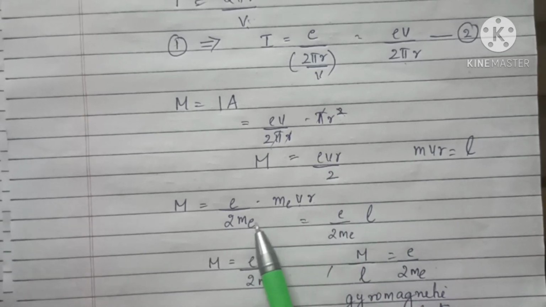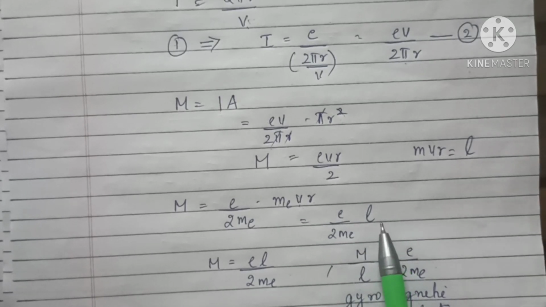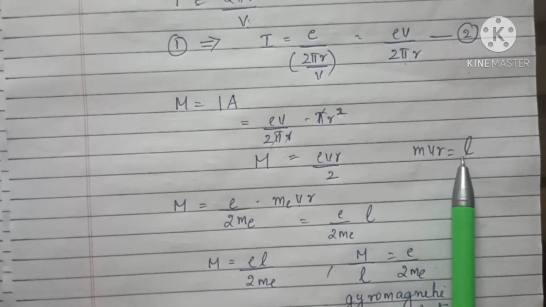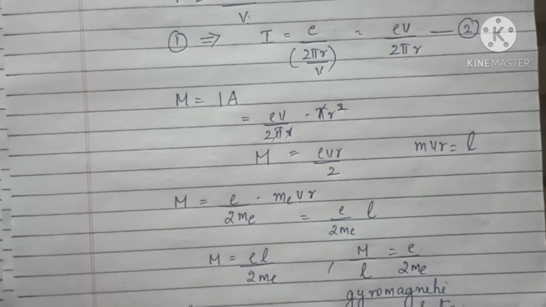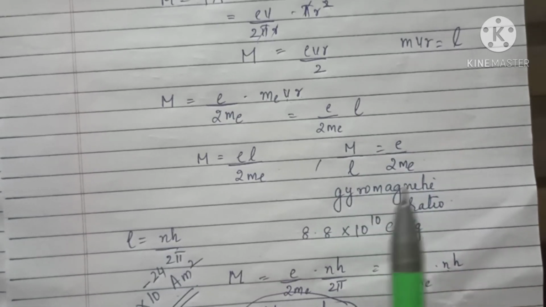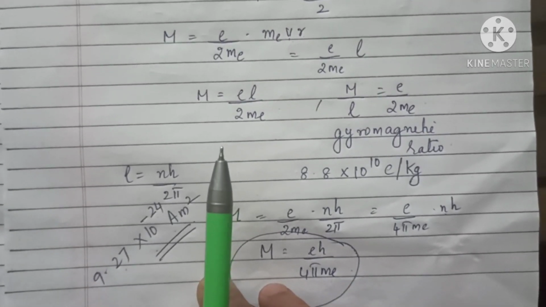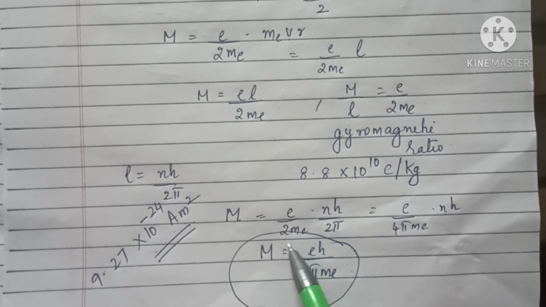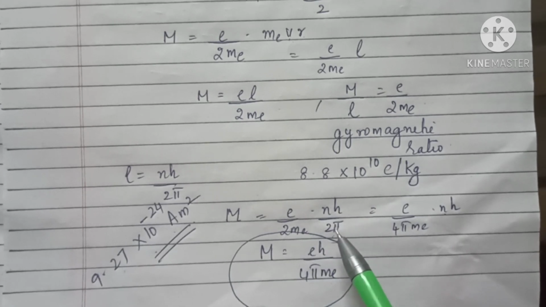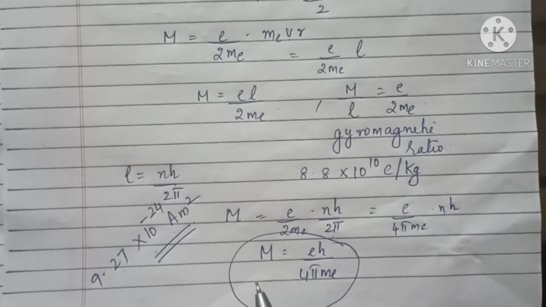Then multiply and divide with me. You will get an expression like this, which is e by 2me into L, where L is the angular momentum, which is mvr. Now substitute and rearrange, that is m by L, which is e by 2me, known as the gyromagnetic ratio, and its value is 8.8 into 10 raised to 10 coulomb per kilogram. Now again m equal to e by 2me into nh by 2 pi, that is for L we put the value according to Bohr's hypothesis, L equal to nh by 2 pi. So substituting you will get e by 4 pi me into nh. So m equal to eh by 4 pi me when you put n equal to 1.